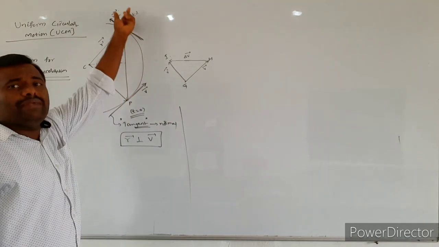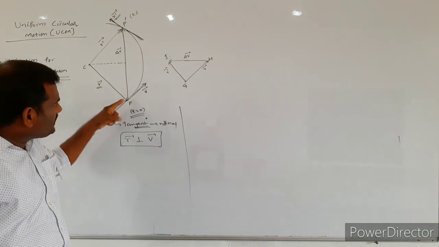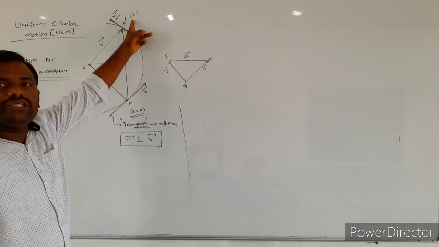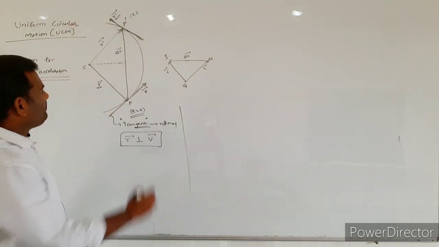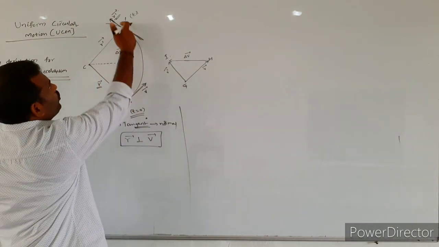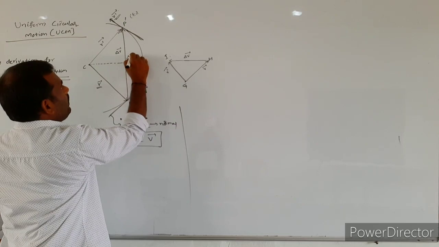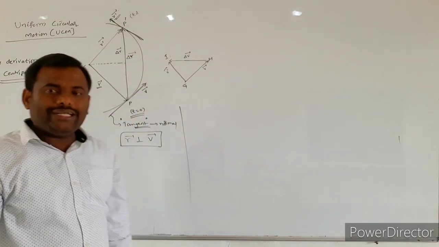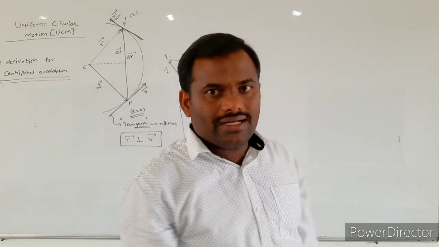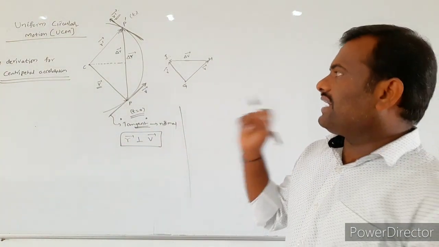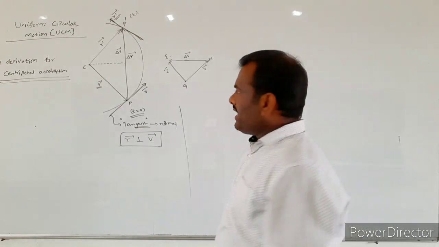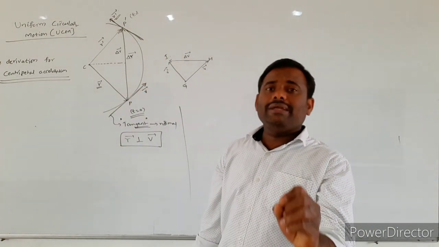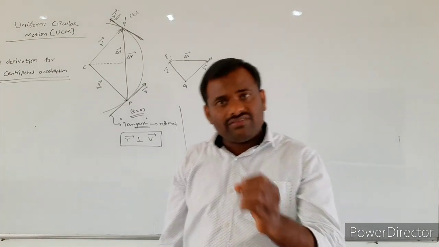Now, while the particle is moving from the point P to P dash, what is the displacement vector? Displacement is drawn from where? Initial point to the final point. Therefore, the line P to P dash will be giving the change in radius vector, or we also call it the displacement vector. Displacement of the particle.